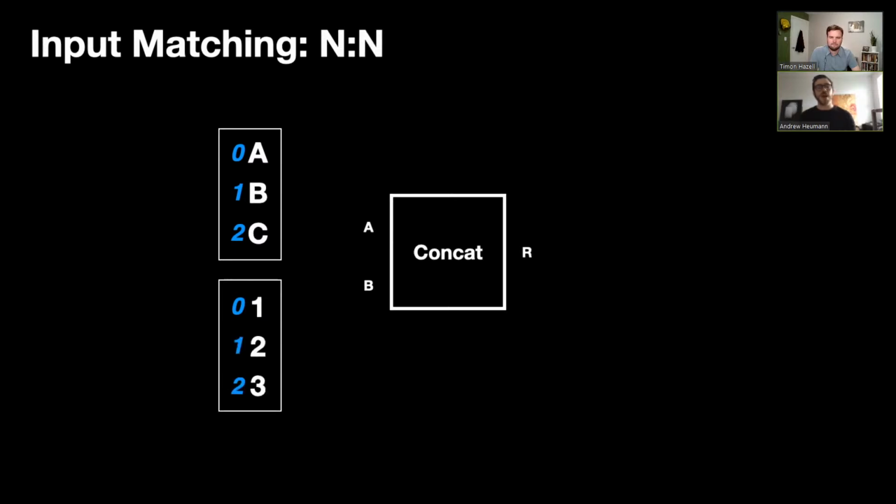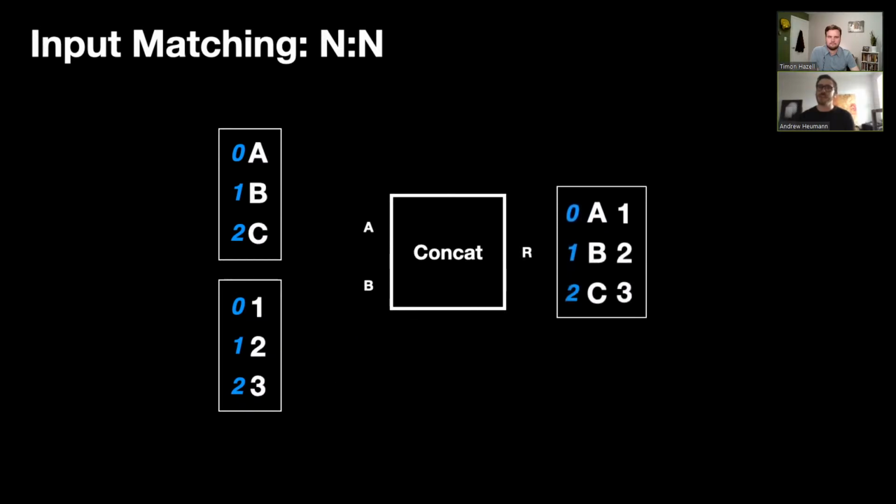Now, if you have two lists of length n, then it's going to do something slightly different, which is it's going to match these items up by their index. So the item at index 0 in the first list is going to match to the item at index 0 in the second list. So A goes together with 1, B goes together with 2, and C goes together with 3, because those things matched in their input indices.